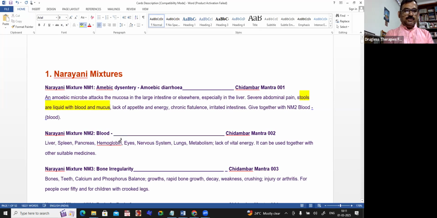The second one, Blood 200. That is mixture number 2. For what? For all blood congestion, to correct blood chemistry. Liver, spleen, everything, lack of energy; it can be used together with other remedies. To correct blood chemistry, I will highlight this. Blood 200 is used for blood chemistry, meaning if in a blood test any of the parameters are not coming according to the standard, then this Blood 200 is to be given.